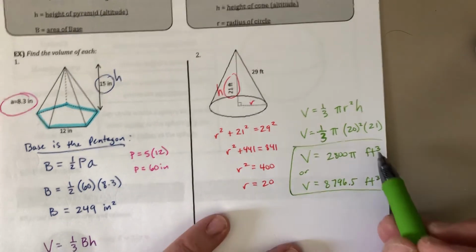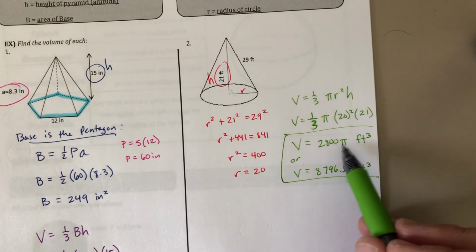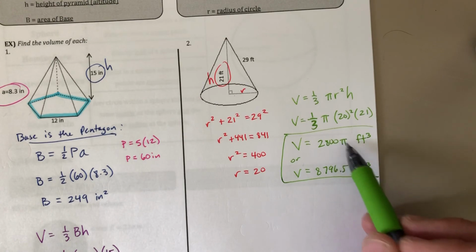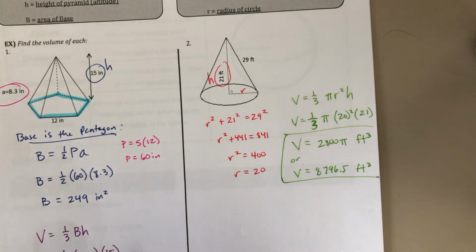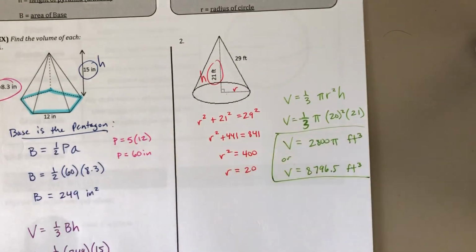Again, this is just like before, so many times now. If we leave it in terms of pi versus rounding to the nearest tenth, just follow directions as far as what you're going to do.